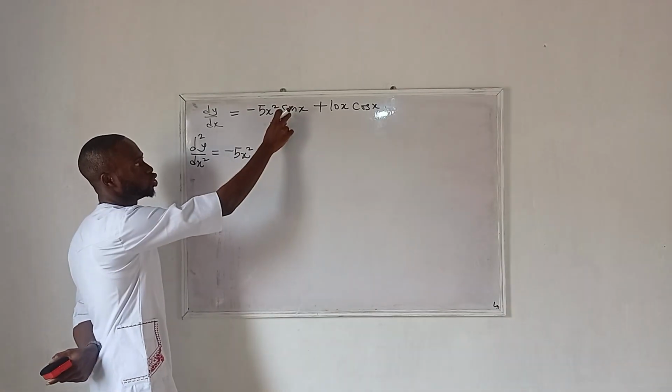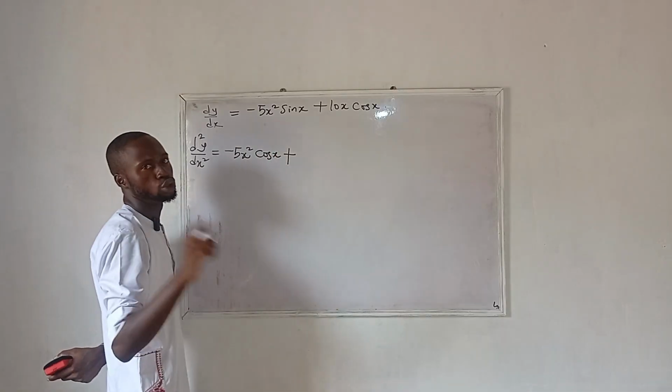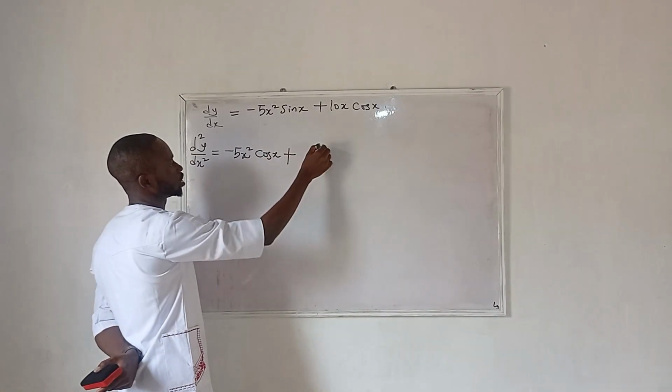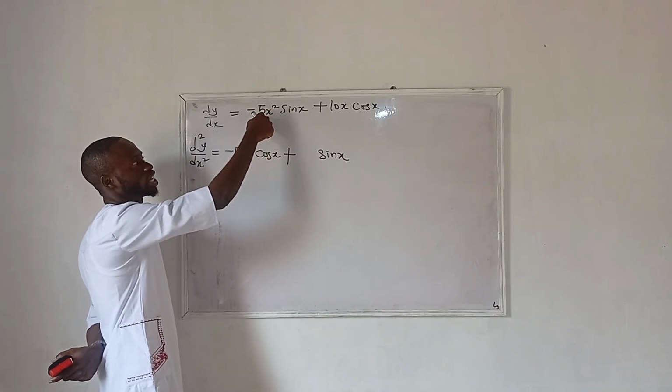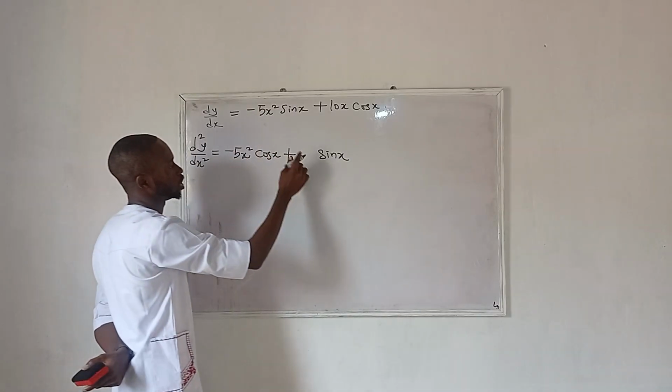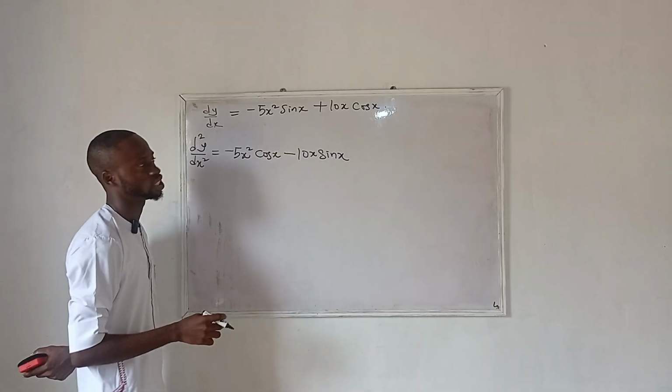What's dv/dx? You have to differentiate sin x, and that'll give us cos x. Plus v, the v is sin x, du/dx. So du/dx will be minus 10x, because if you differentiate this, you get minus 10x. So instead of me writing plus here, I'll have minus 10x. I've just differentiated this part.